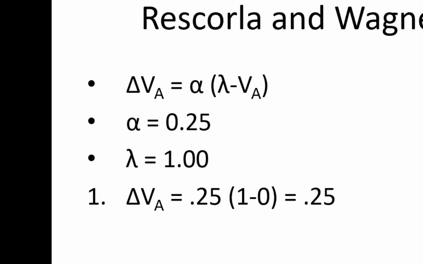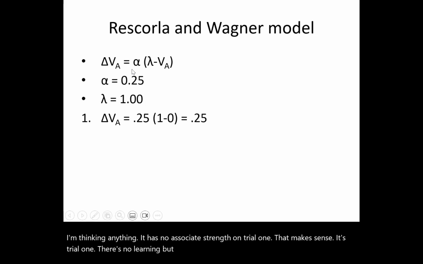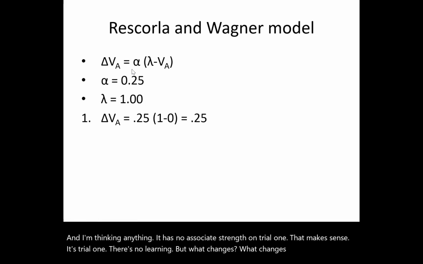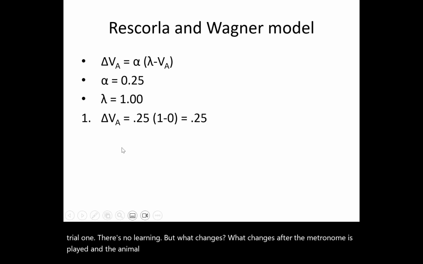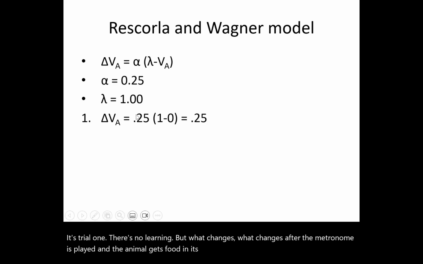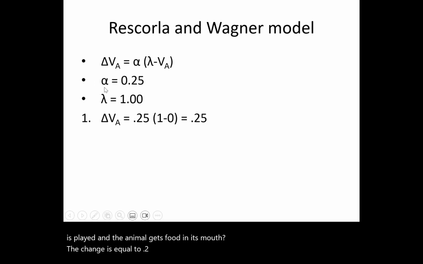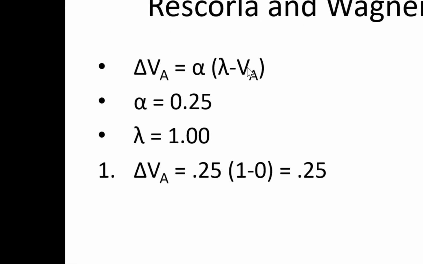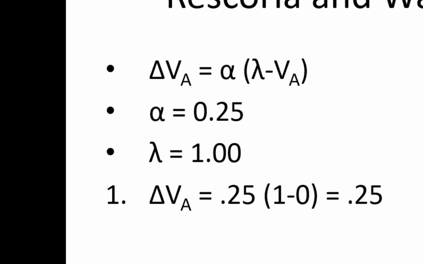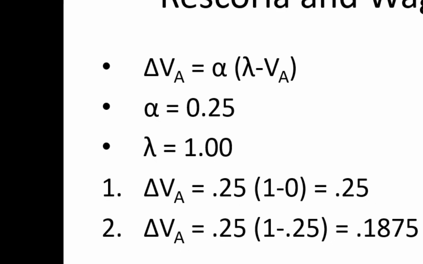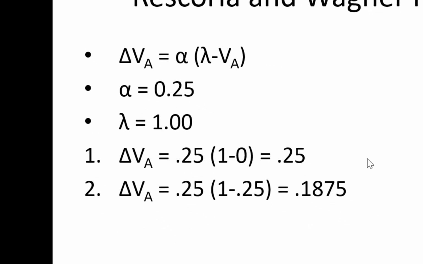There's no learning. But what changes? What changes after the metronome is played and the animal gets food in its mouth? The change is equal to 0.25, that's a constant, times 1, it was reinforced, minus the associative strength coming in, which is 0. So the animal has changed 0.25. So it goes from 0 to 0.25. Let's go on to trial number 2.